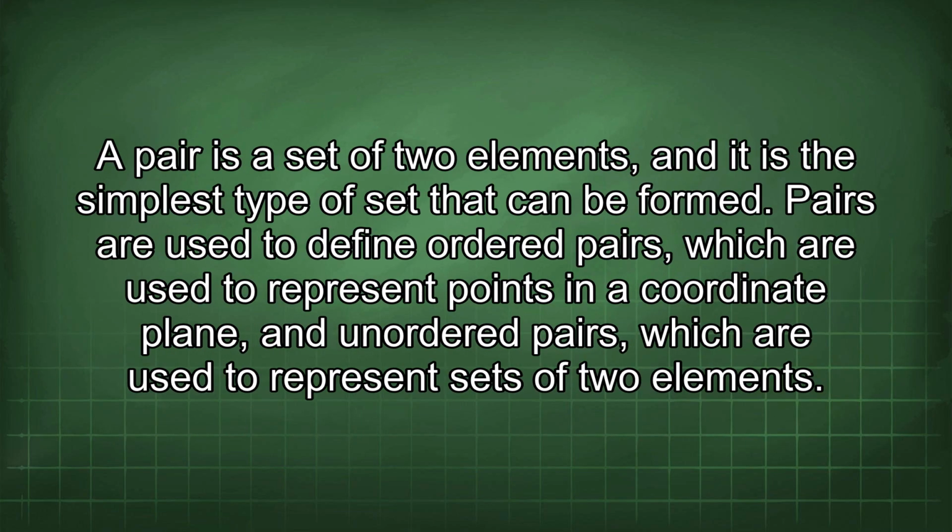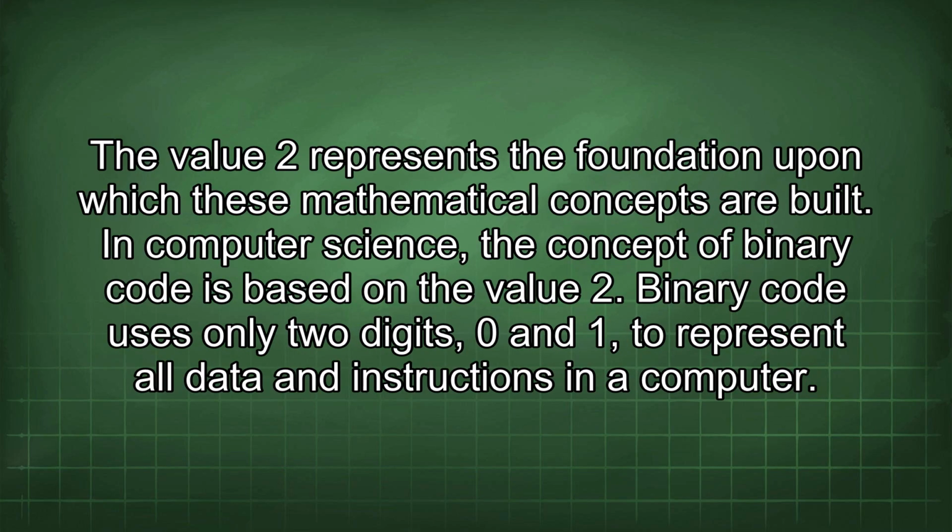A pair is a set of two elements, and it is the simplest type of set that can be formed. Pairs are used to define ordered pairs, which are used to represent points in a coordinate plane, and unordered pairs, which are used to represent sets of two elements. The value 2 represents the foundation upon which these mathematical concepts are built.